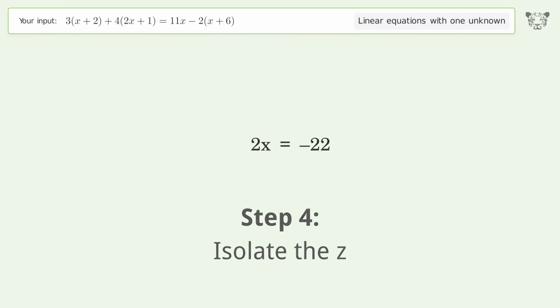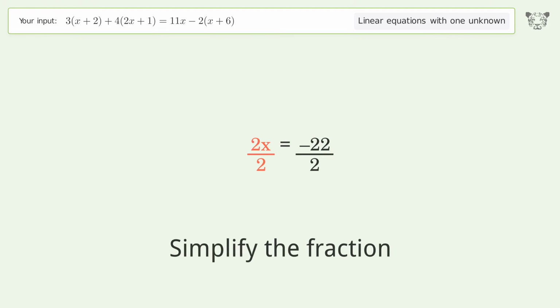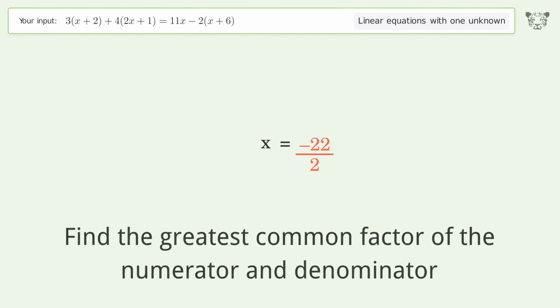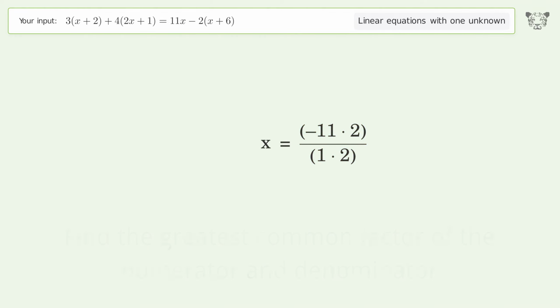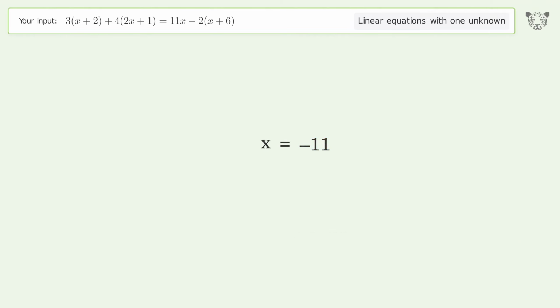Isolate the z. Divide both sides by 2. Simplify the fraction. Find the greatest common factor of the numerator and denominator. Factor out and cancel the greatest common factor. And so the final result is x equals -11.